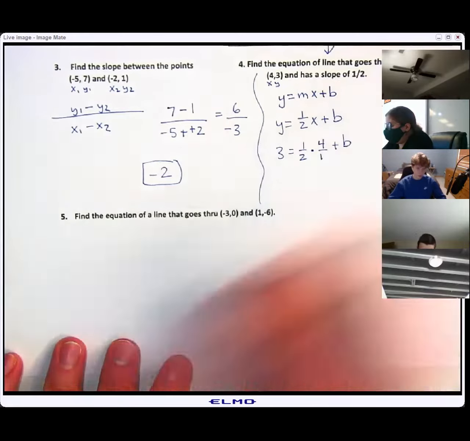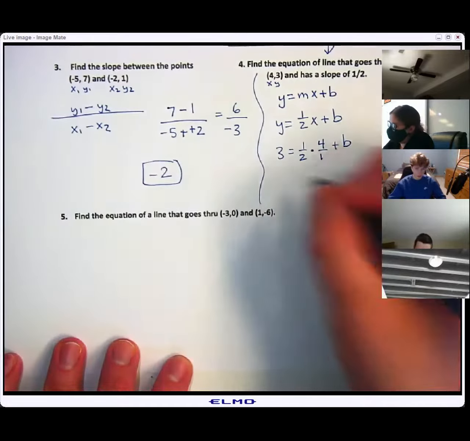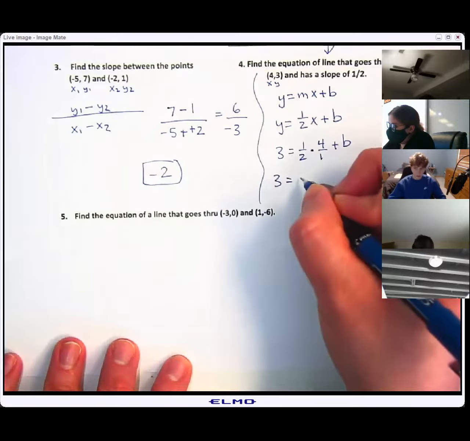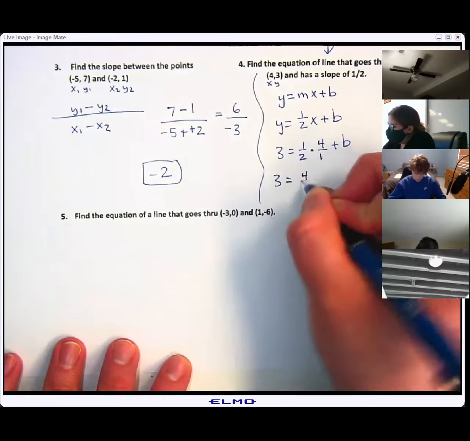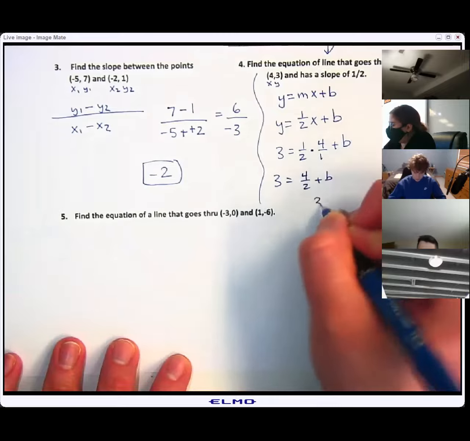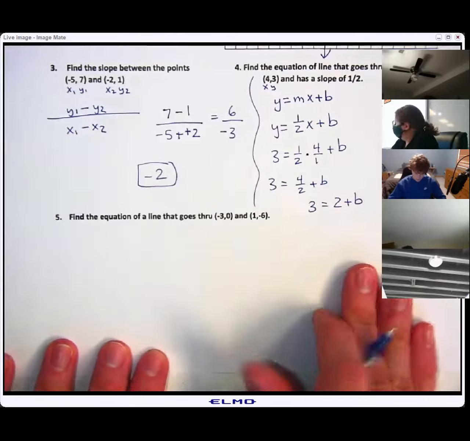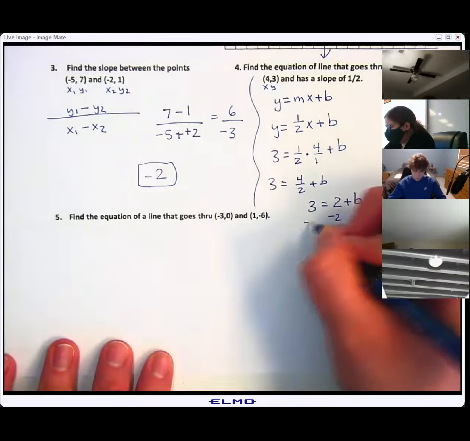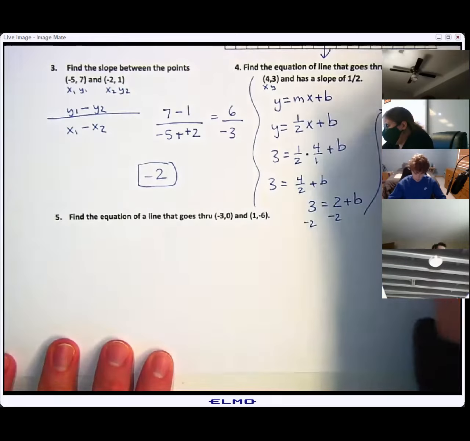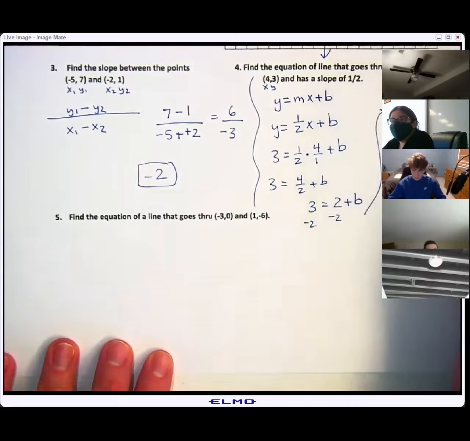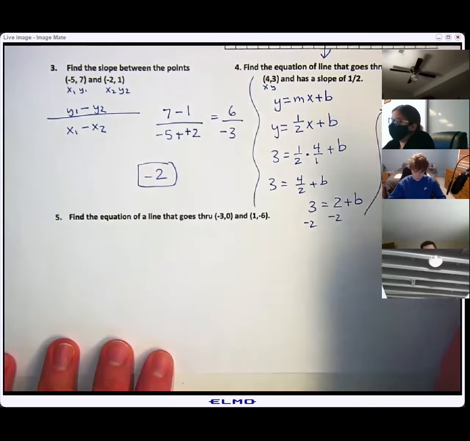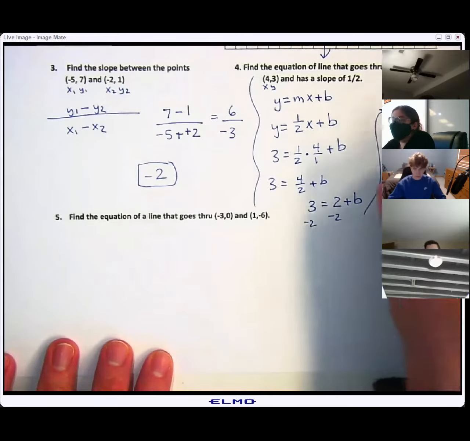Plus b. And you put it over 1 because it's easy to multiply fractions. 3 equals 4 over 2 plus b, which is the same thing as 2. And then to get b by itself, I'm going to subtract 2. So I end up with b equals 1. But I'm not done because I have to write the equation. Y equals 1/2 x plus 1. Perfect.